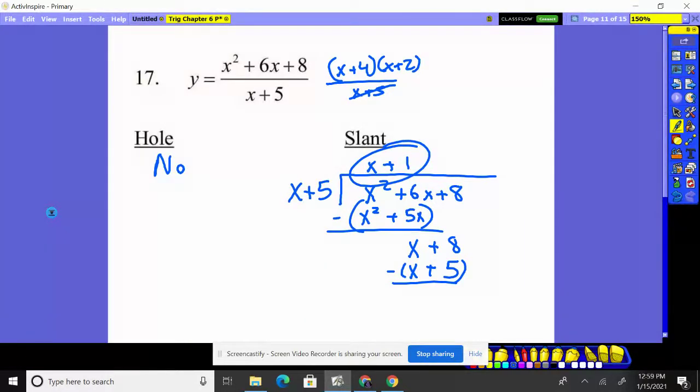Now, do not write that the slant is x plus 1. The slant is an equation. So it's the equation y equals x plus 1. There will be a slant going with the slope of 1 crossing the y-intercept at positive 1. That's where the slant will occur.